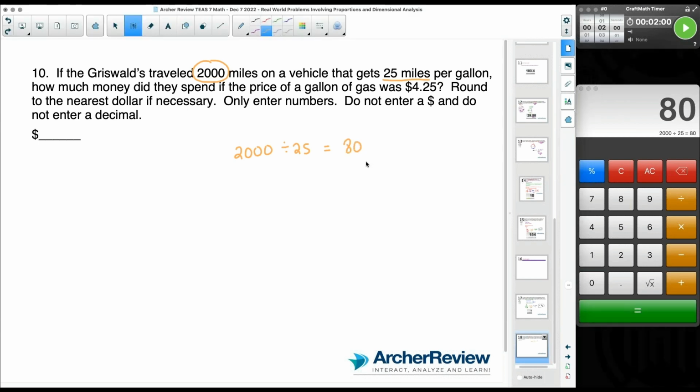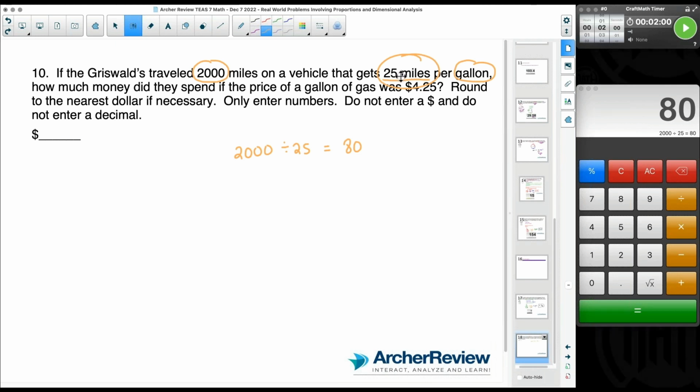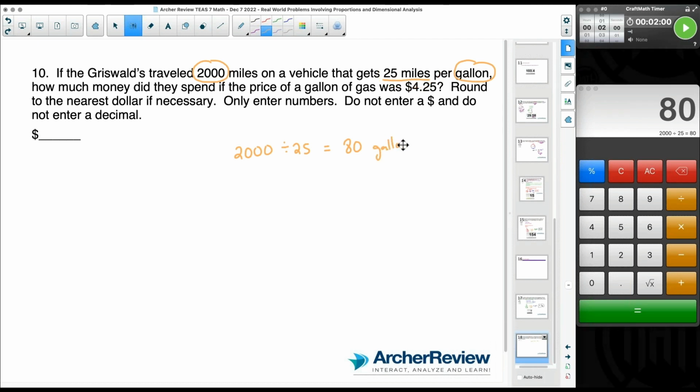What this 80 truly tells us here is how many gallons of gas they used up. They went 2,000 miles and they can go 25 miles on 1 gallon. That's what 25 miles per gallon means. You can go 25 miles on 1 gallon of gas. That 80 represents 80 gallons. That's how many gallons of gas they used.